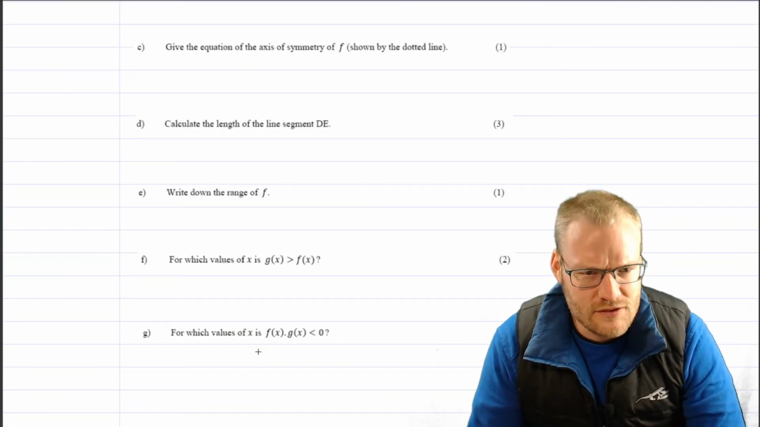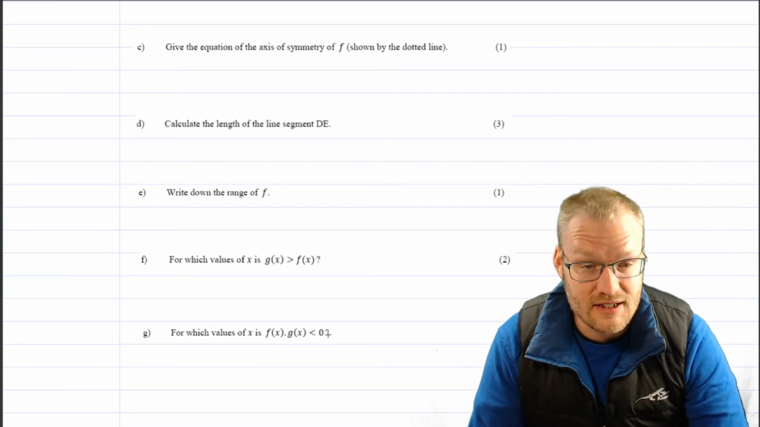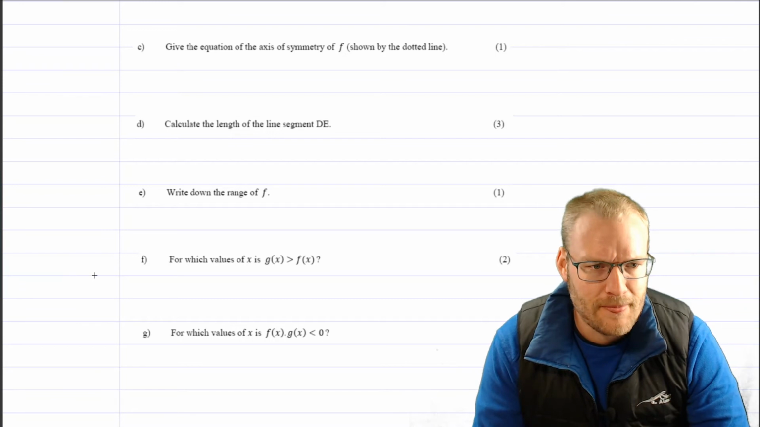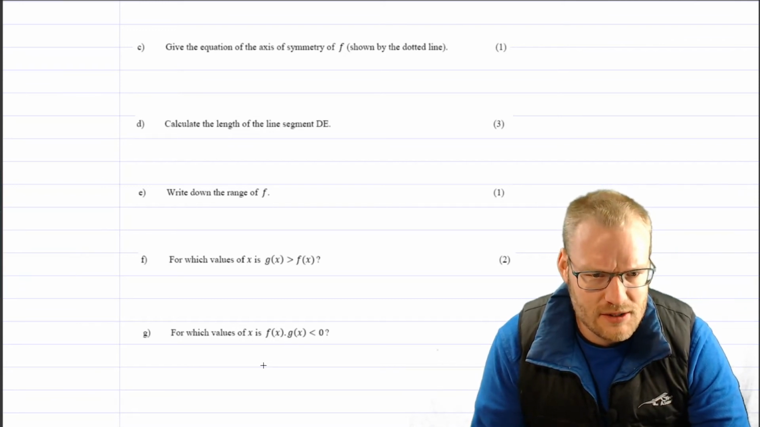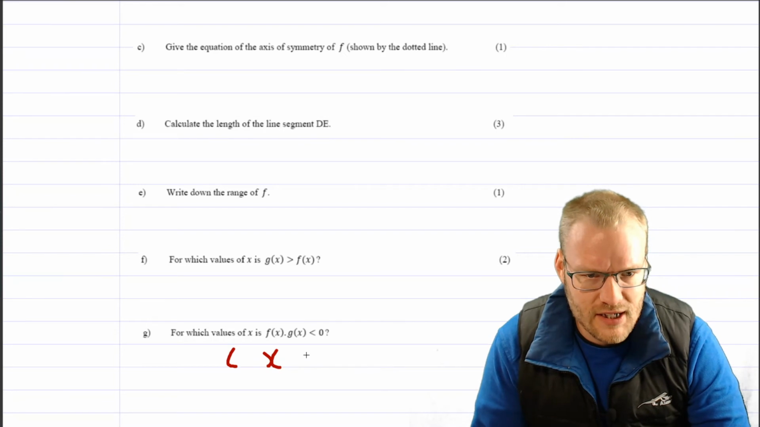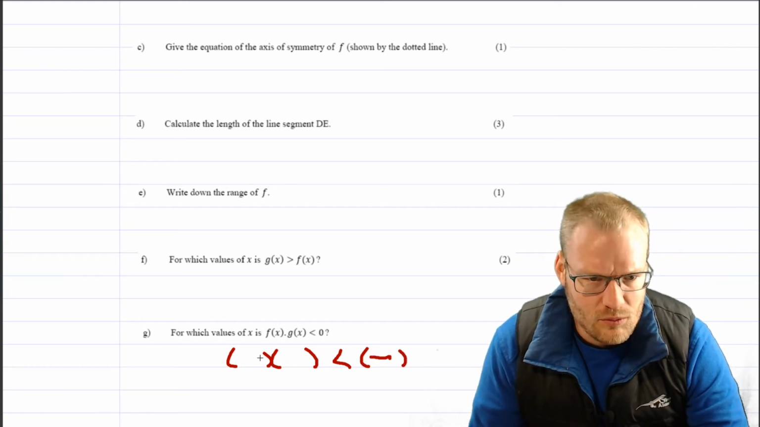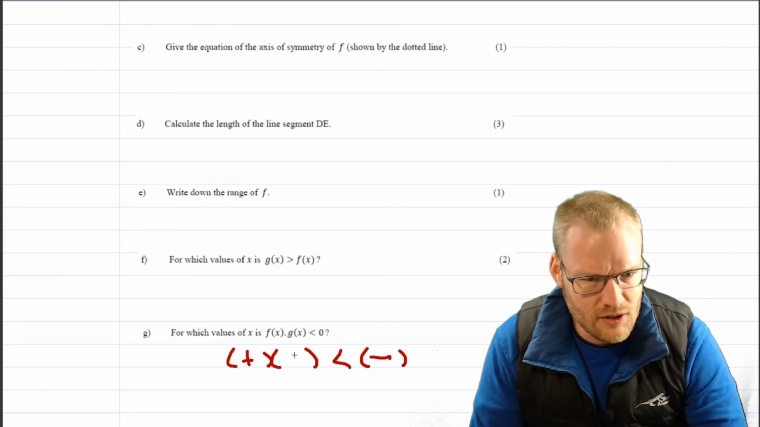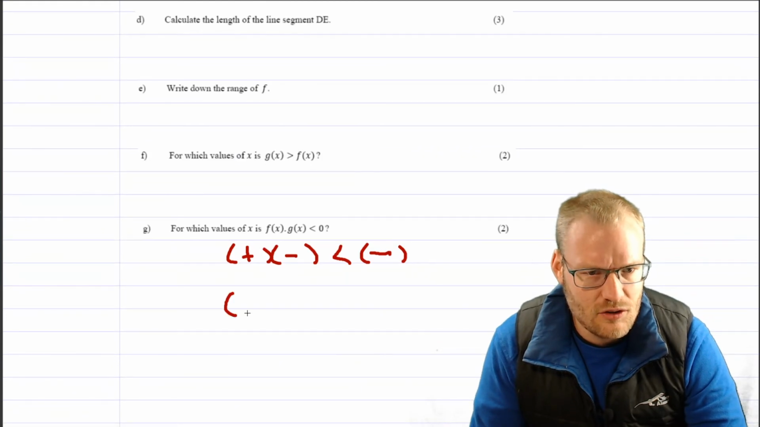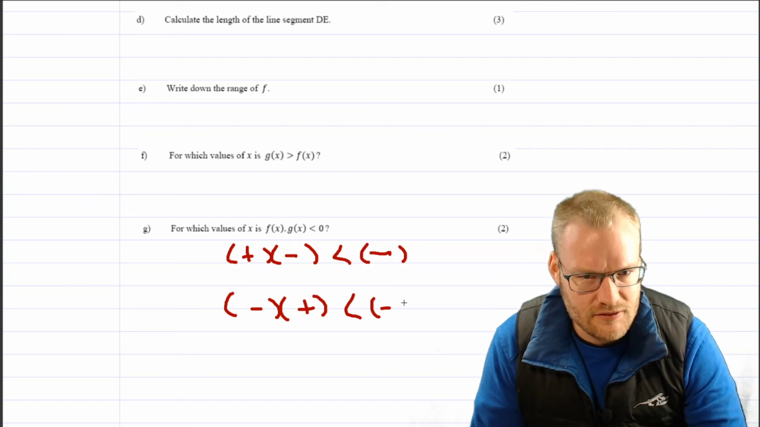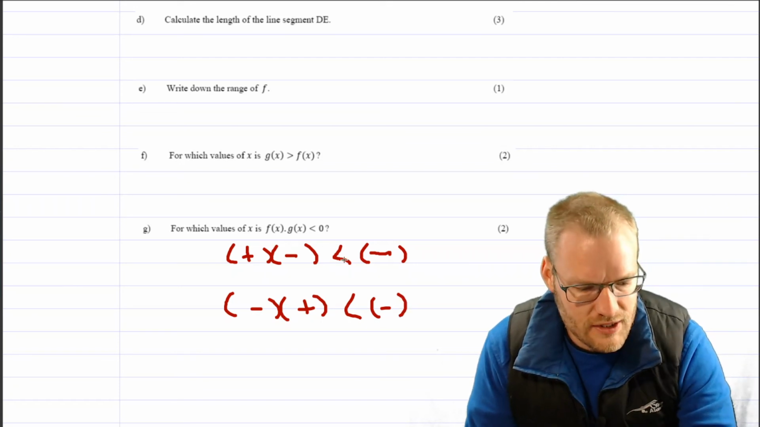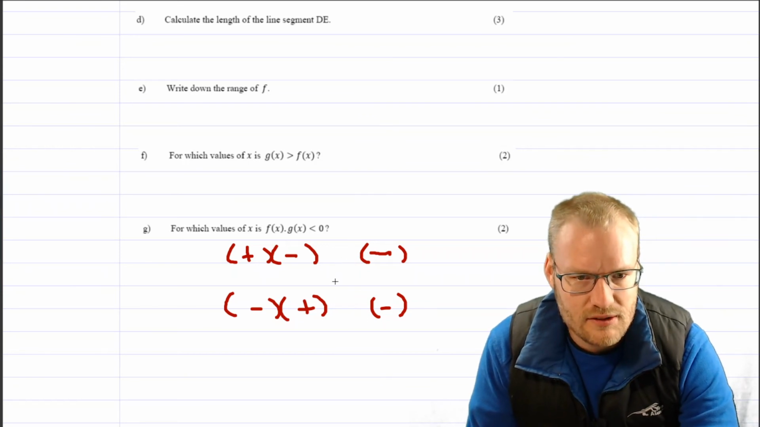And then, for which values of x is f(x) times g(x) less than 0? To solve something like this, we'd ask ourselves, if we're multiplying two things, so f times g is negative, so I'm going to put a negative in brackets, then we're definitely not going to have a positive times a positive giving us a negative. But we could have a positive times a negative, or a negative times a positive, which would give us a negative. So these should actually be equals, I guess, in loose terms.